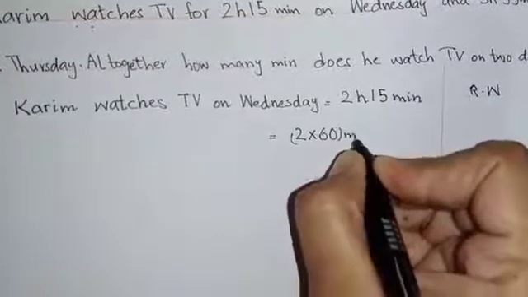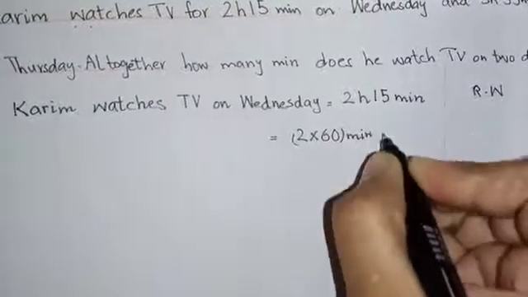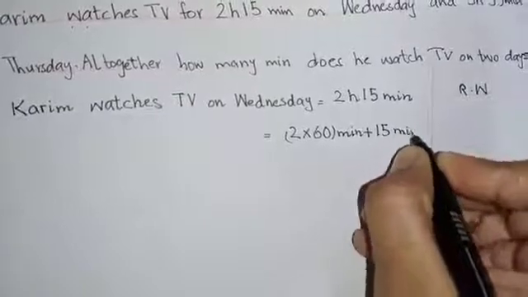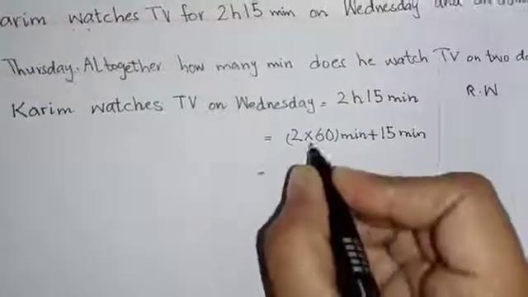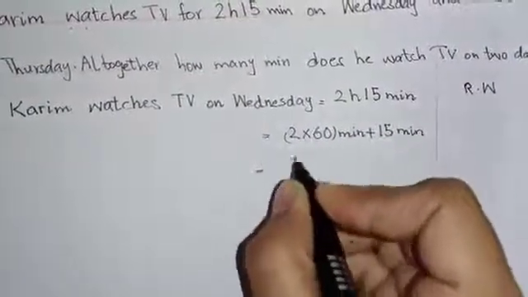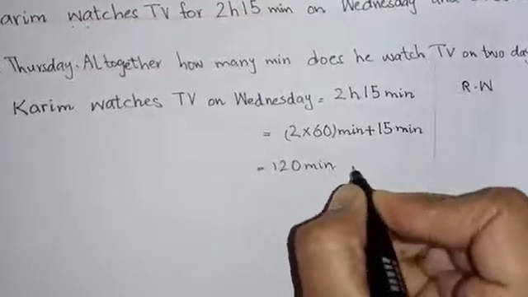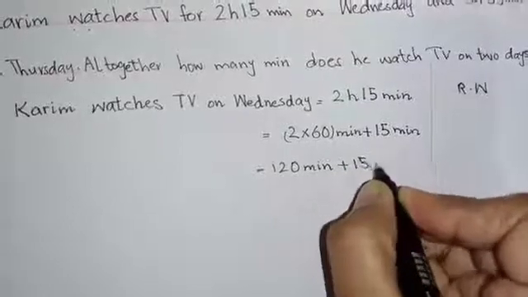It's minutes, plus these 15 minutes. Now, what is this? 2 sixes are 12. It's 120 minutes plus 15 minutes.